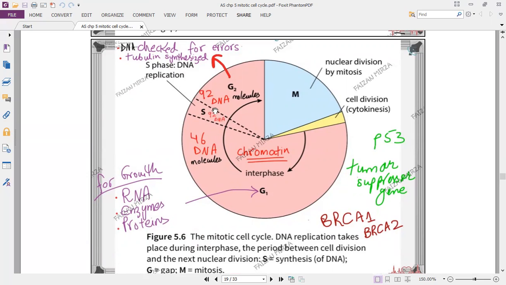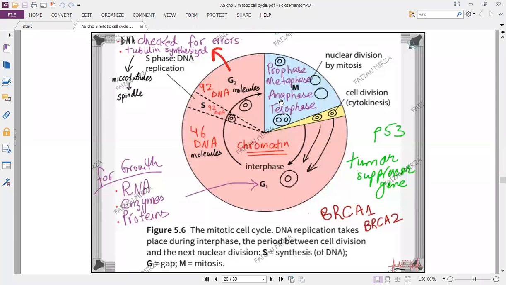So this basically works somewhere between S and G2 phase. This is where the DNA replication occurs, and this is where the DNA starts to be checked for errors. Tubulin is synthesized in large quantity in G2 phase, because microtubules will be required in large quantities in the cell once it enters the M phase.